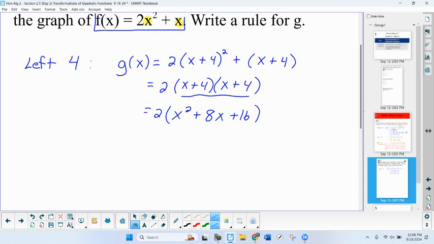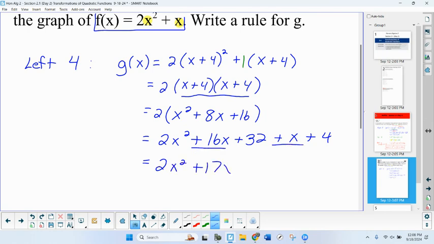And now what are you going to distribute? The 2. And what do you get? 2x squared plus 16x plus 32. Okay. Now, if you wanted to think about multiplying, you have a 1 there. Does that affect anything? No. So you just have plus x plus 4. Combine your like terms, AJ. What do you have? 2x squared plus 17x plus 36. All right. Are you guys okay with the first part, which is just left 4?